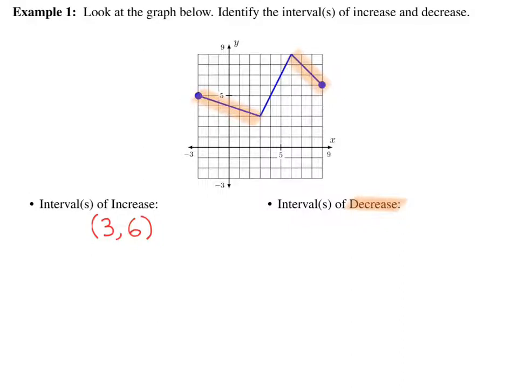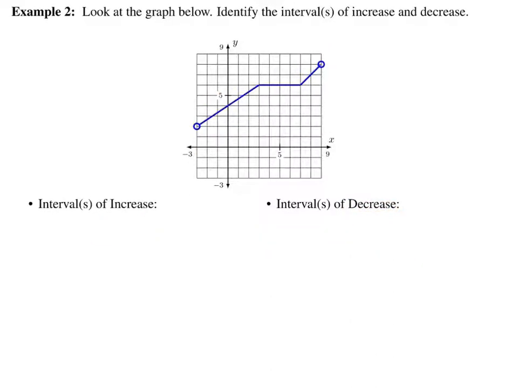So for decrease, well, this one's decreasing twice, right? The first one's like this, and the second one's like this, so it's decreasing from -3 to 3, and then it's also decreasing from 6 to 9. So it can decrease more than once. Okay, not so bad, but let's get rid of it.